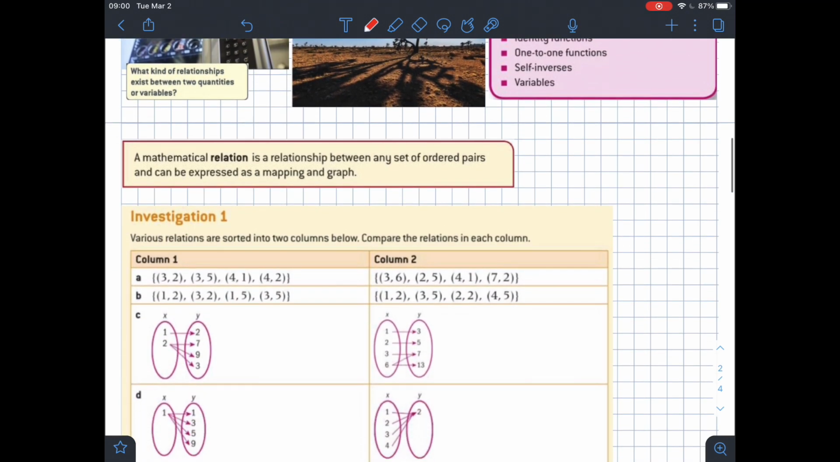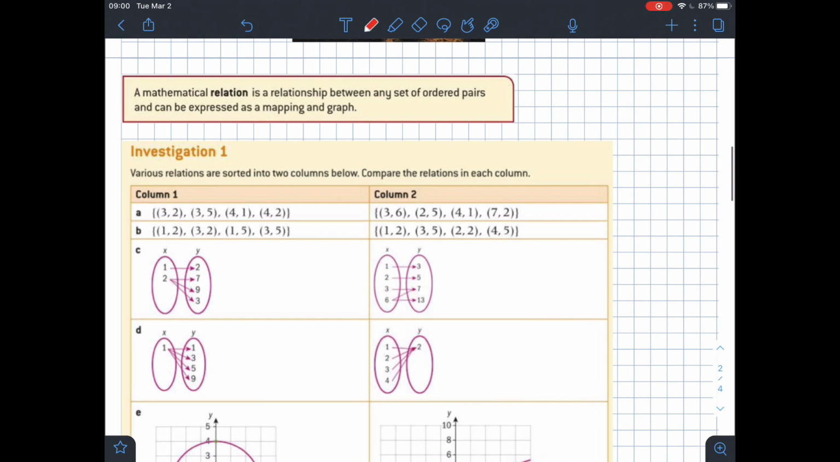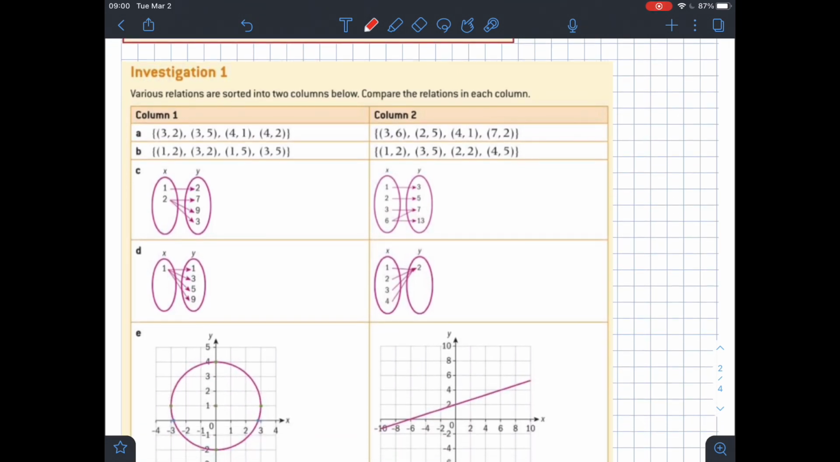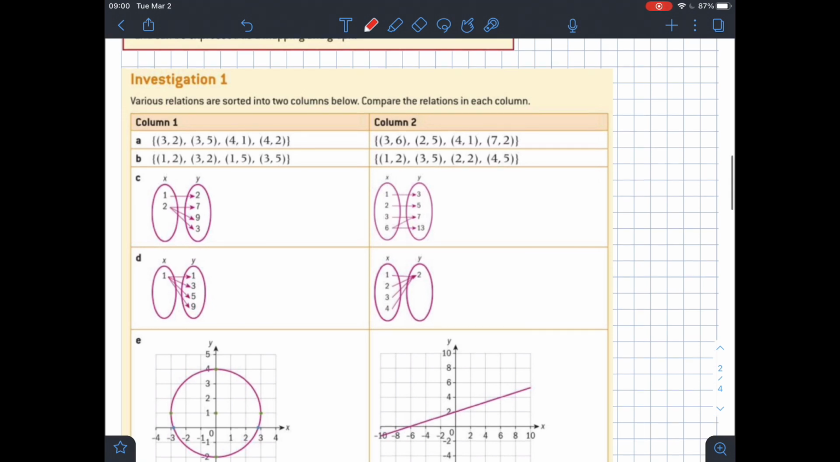Okay, so let's start here by defining what a relation is about. It says, a mathematical relation is a relationship between any set of ordered pairs and can be expressed as a mapping and graph. We're going to see this right now. So take a look at this investigation here. It says, various relations are sorted into two columns below. Compare the relations in each column.